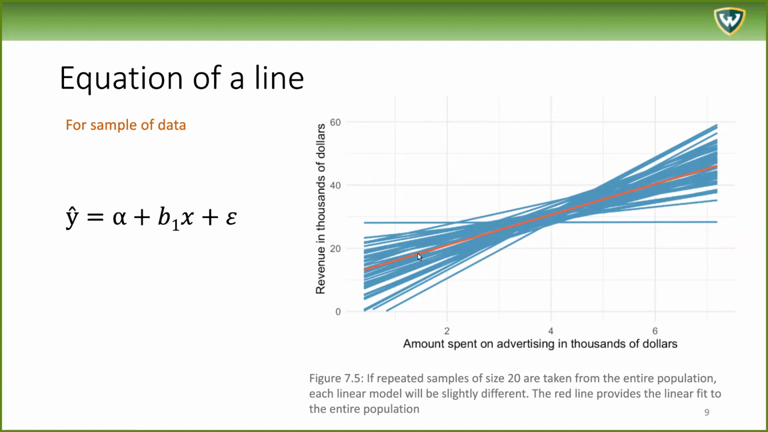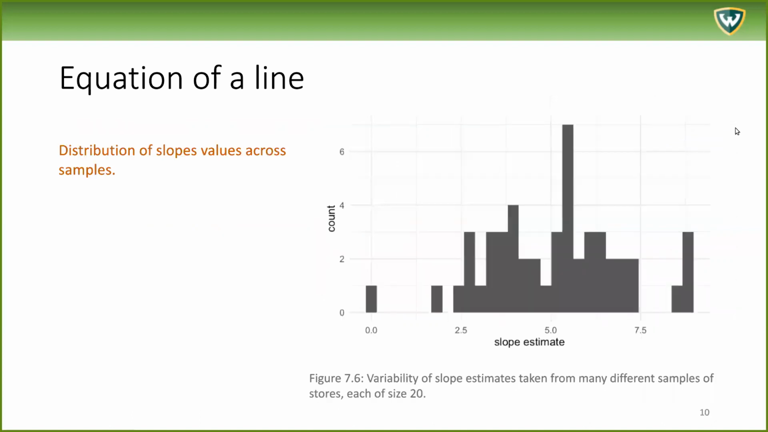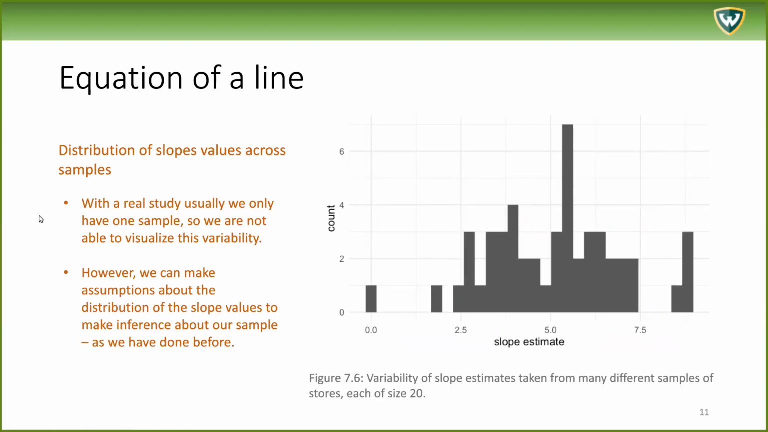But if we have the full population, we can see that the best fitting line to all those sample variabilities would be the one that we originally identified. And we can actually create a histogram of the distribution of those slope values, and it should look normal, at least slightly normal. So that's another interesting thing about statistics. But let's recall that with a real study, usually we only have one sample, so we're not able to visualize this variability. We just have one sample, so we don't really know the total variability.